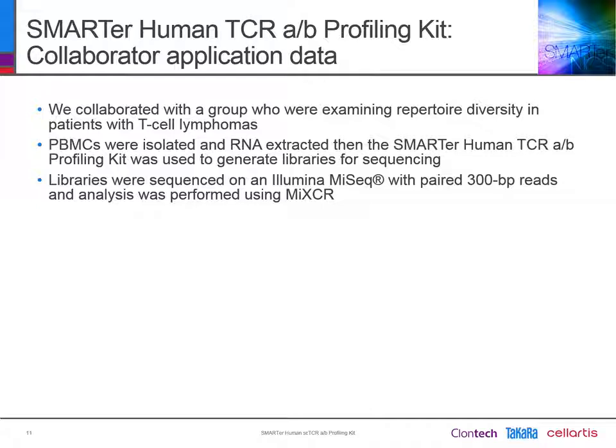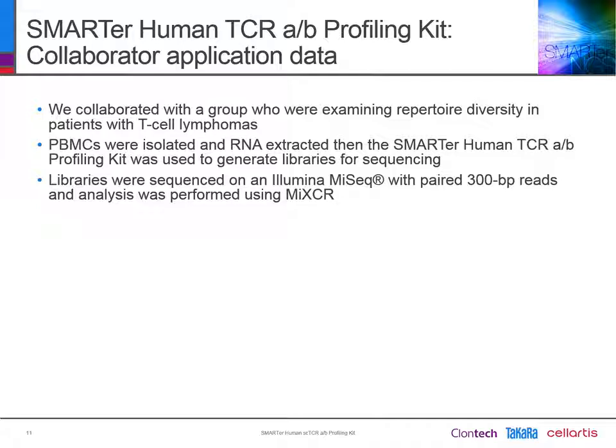In the next slide, I would like to review some data we obtained with a collaborator using the SMARTer Human TCR AB profiling kit. We collaborated with a group who was interested in examining repertoire diversity in patients with T-cell lymphomas. PBMCs were isolated and RNA was extracted, and then the SMARTer TCR kit was used to generate libraries. These libraries were sequenced on an Illumina MiSeq with paired 300 base pair reads, and analysis was performed using the MiXCR software.